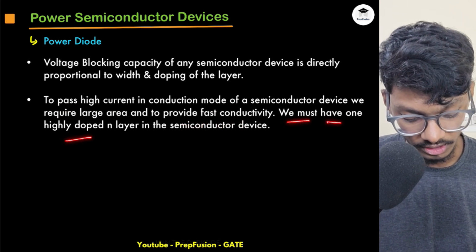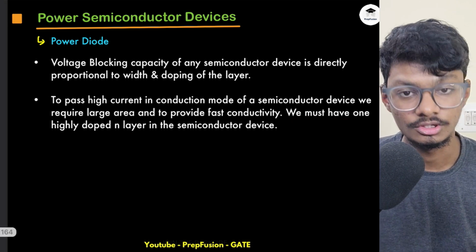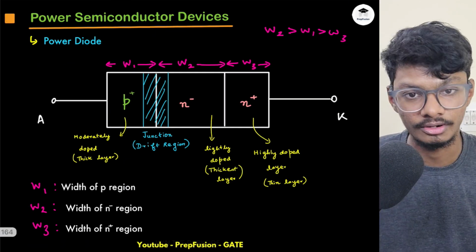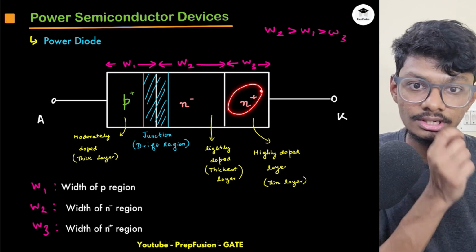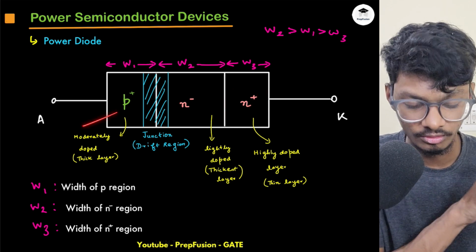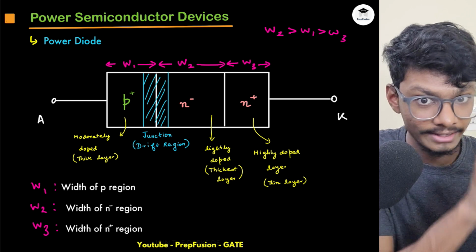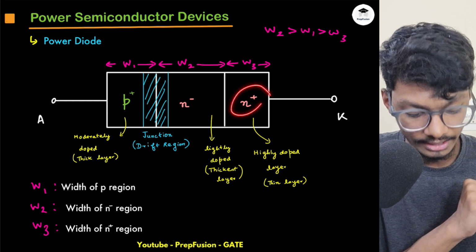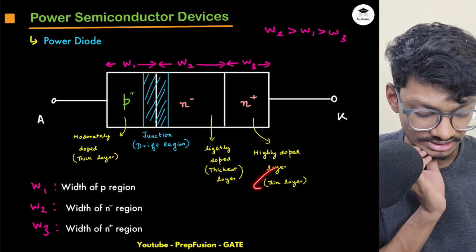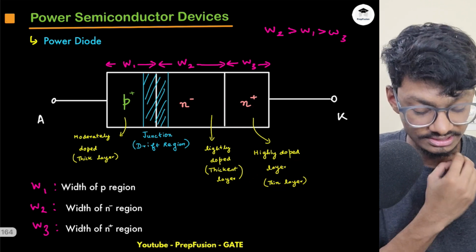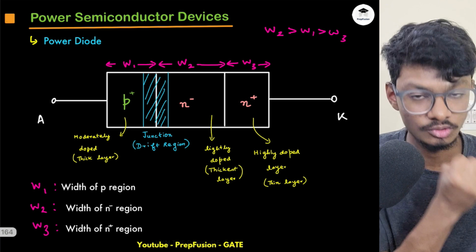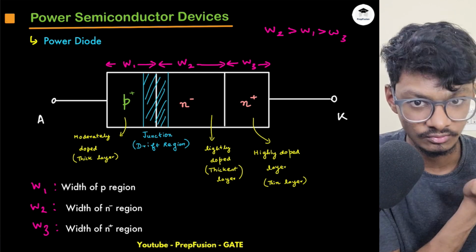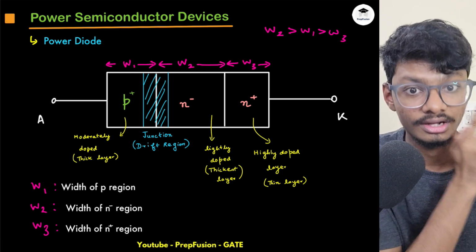We must have one highly doped N layer in the semiconductor device. This is explaining the design of this power diode, why we had this N plus. This N plus is there, as I explained previously, for the conduction mode. When the diode is in forward bias, it needs to flow a high amount of current, right? And it needs higher area. So this layer is thin, but the area is more, and this is highly doped. So we need charge carriers, right? And this will provide those charge carriers when high current is flowing in the forward region or in the conduction mode.